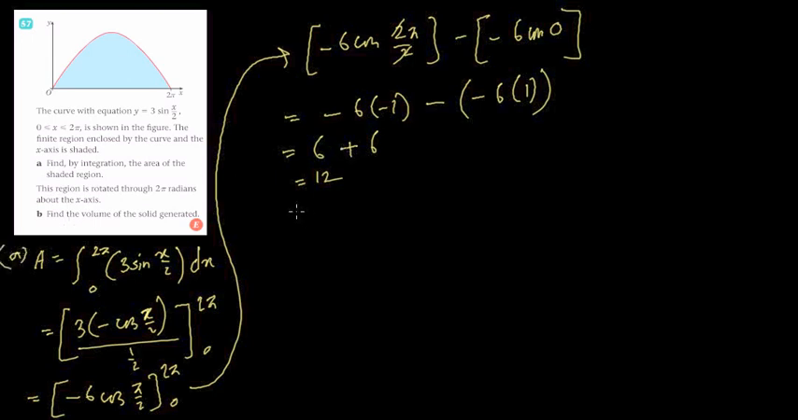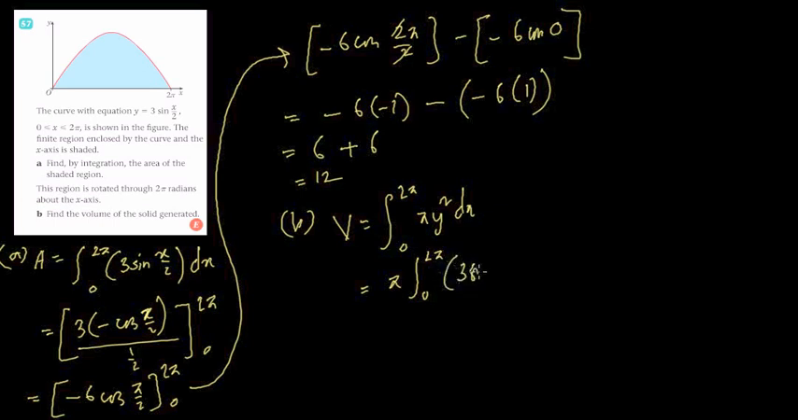In question number B, we have to find the volume generated by the solid in case this is rotated on the x-axis. Remember, volume is solid space and this needs to be rotated for making it a solid space. So volume equals the integral from 0 to 2 pi of pi y square dx. So if I bring the pi outside, 0 to 2 pi, y is going to be 3 sine x by 2 whole square dx.